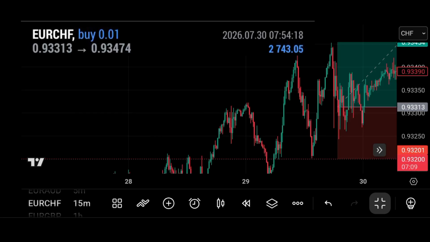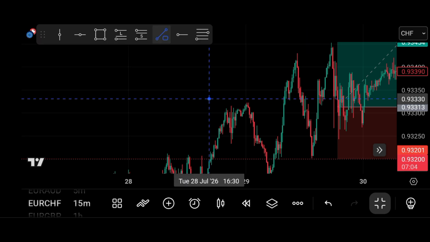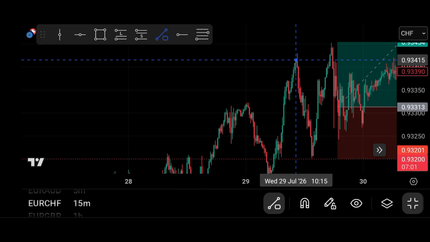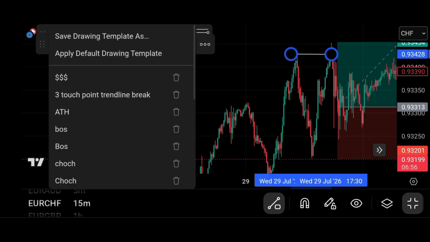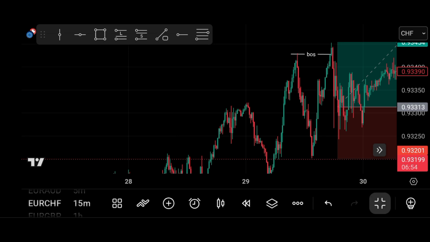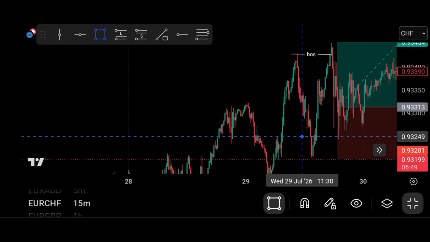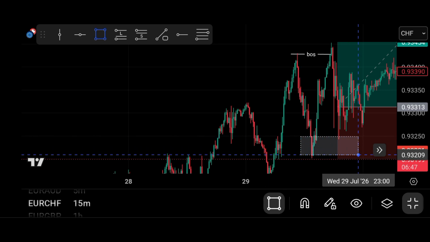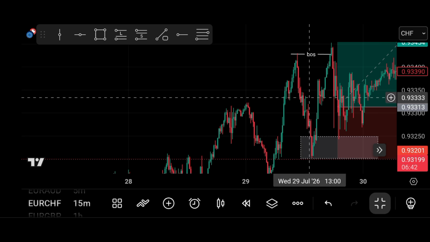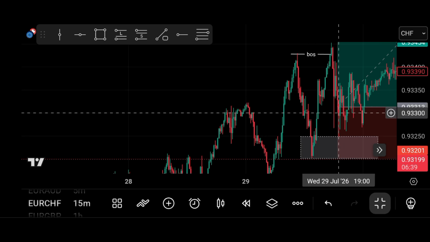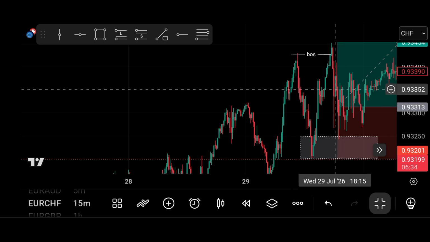Another example of a similar entry on Euro CHF, we have this breakout structure area marked up here. As you can see, it's a breakout structure to the upside. What next? You draw your demand zone, which is from the last bearish candle. Extend it outwards. Wait for price to test into that demand zone, which is this candle here. Ideally, you should wait for a close of candle confirmation.